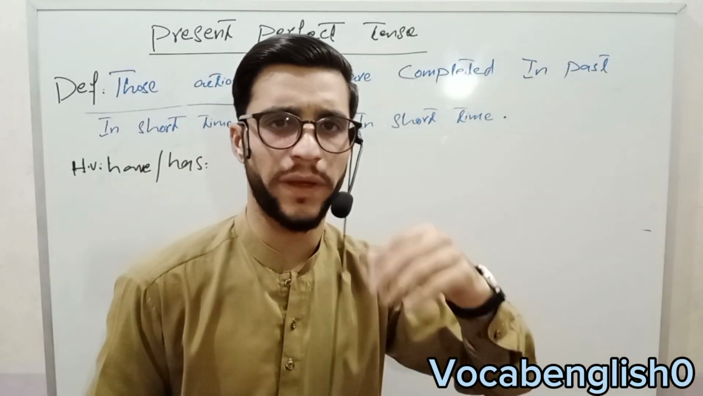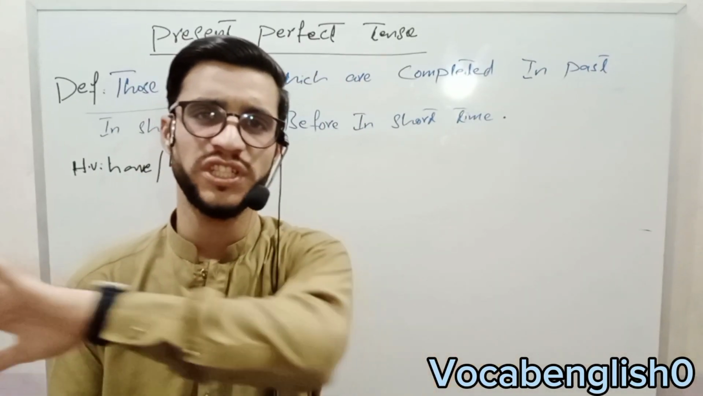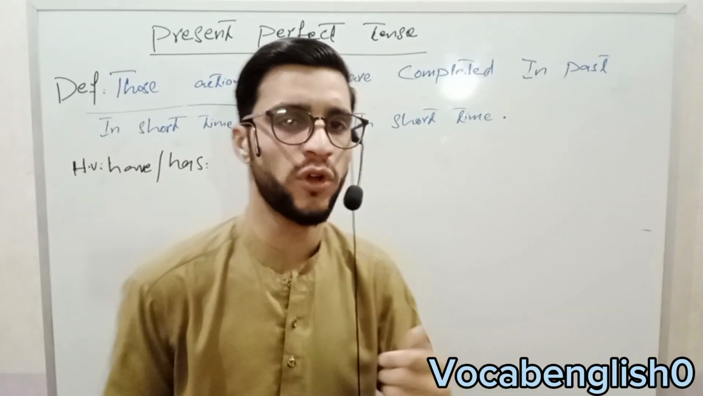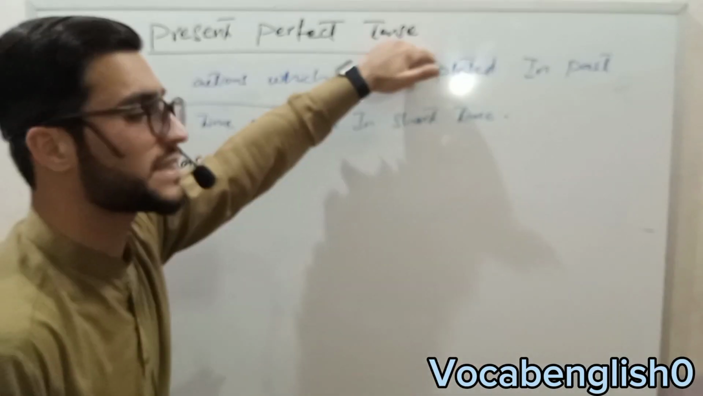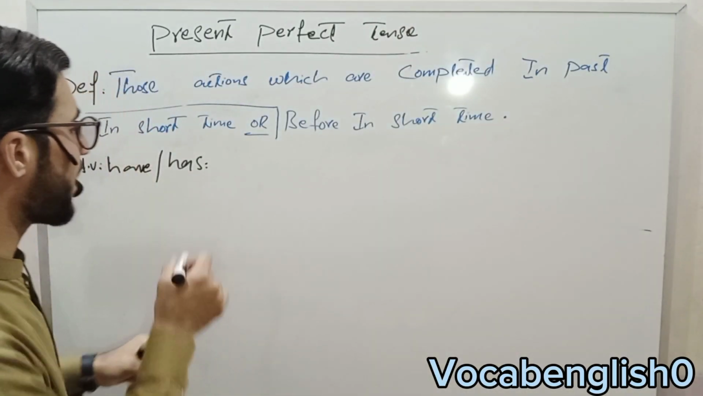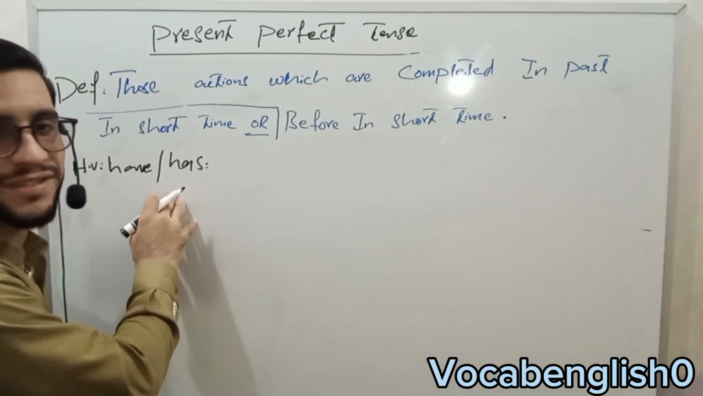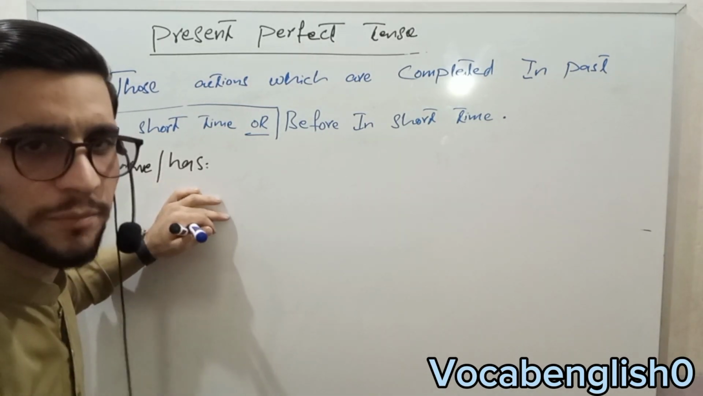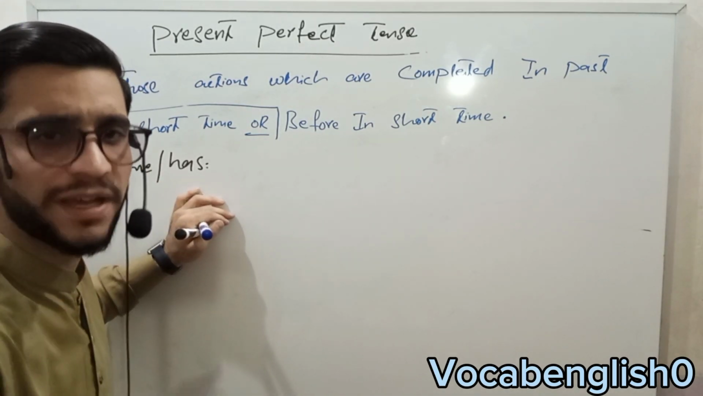मतलब वो काम जो पहले खत्म हो चुके हो कुछ ही टाइम पहले, नहीं कि बहुत टाइम पहले, कुछ ही टाइम पहले खत्म हो चुके हो, उसको प्रेजेंट परफेक्ट टेंस कहते हैं. उसके बाद हेल्पिंग वर्ब है. After that the helping verb is there. What is the helping verb? Have and has. The helping verb means which helps the sentence.